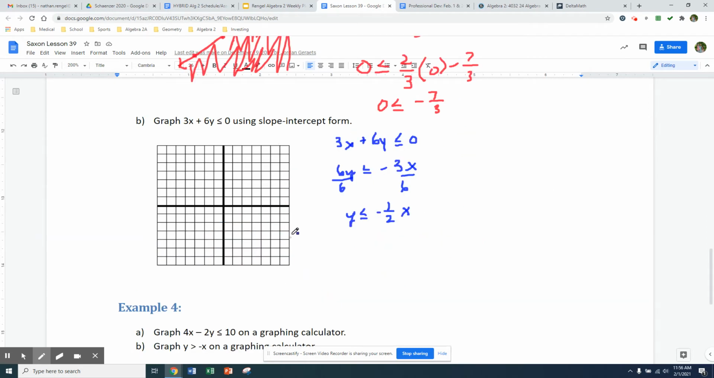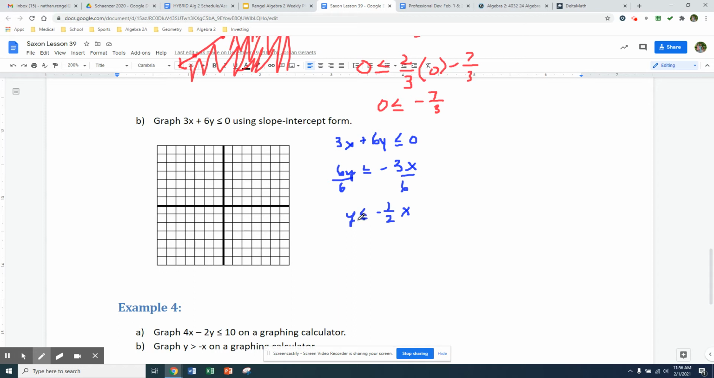All right, heading into problem B. So we have 3x plus 6y is less than or equal to 0. We'll start by getting our x subtracted over to the other side. So we get 6y is less than or equal to -3x over 6. Next, we'll divide both sides by 6.